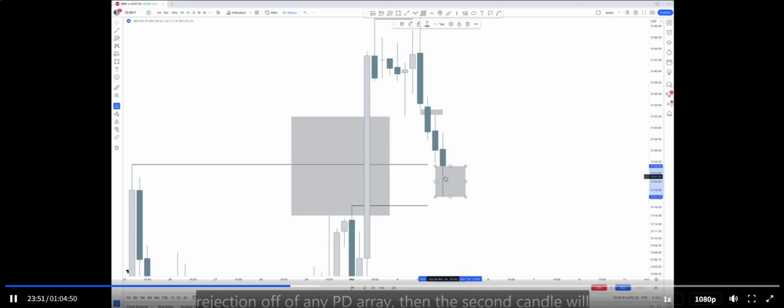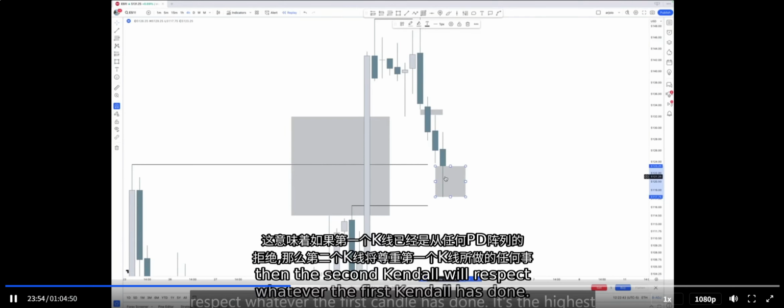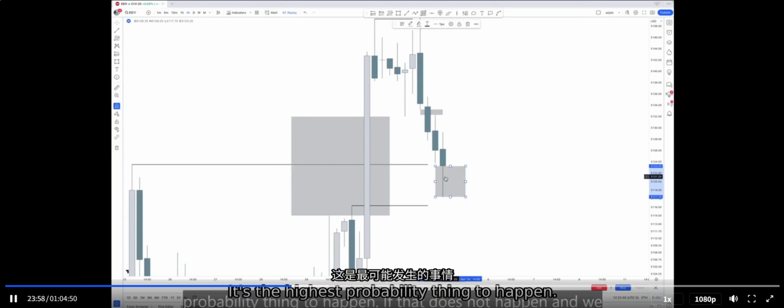When the first candle rejects, the second candle respects. What that means is if the first candle is already a rejection off of any PD array, then the second candle will respect whatever the first candle has done. It's the highest probability thing to happen.